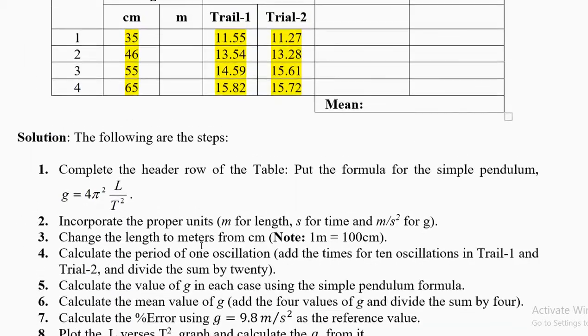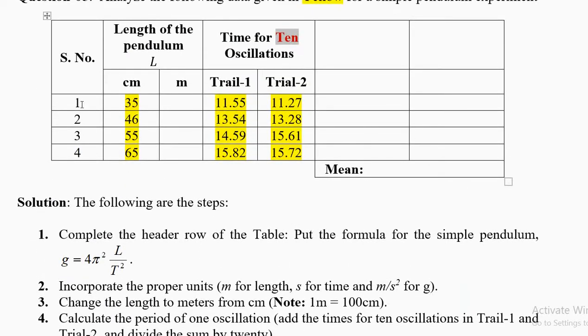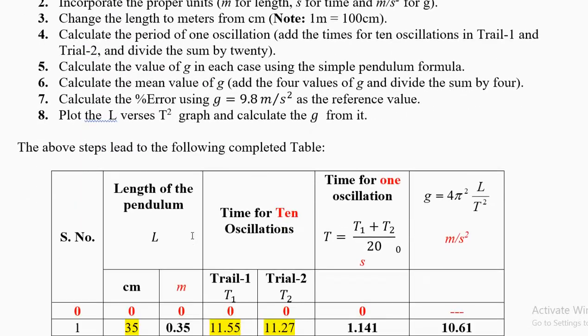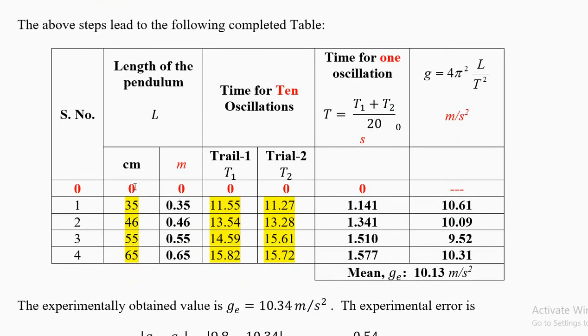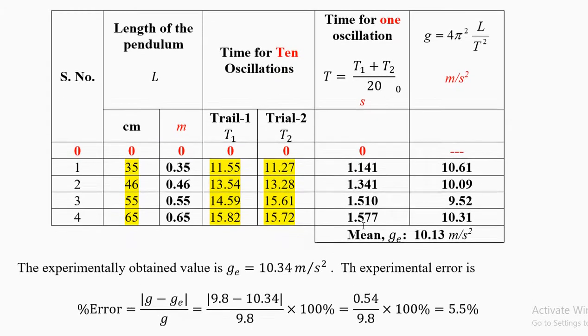Now in your table data there is no line 0, there are only 4 readings, but here you need a fifth reading because when the length is 0, the time will be 0 and you cannot do a 0 by 0 calculation, so put a line here. Do not put 0 or any other number here.